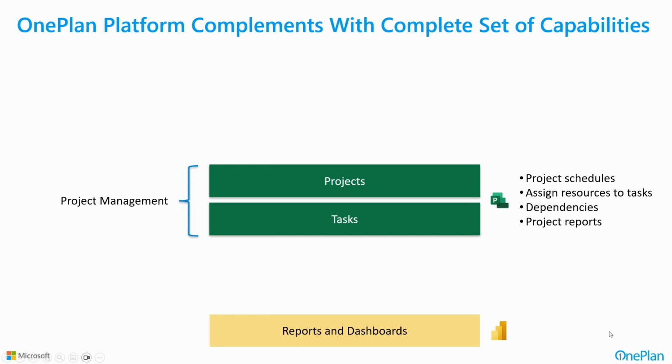So we think about this, the OnePlan platform complements a complete set of capabilities. Let's just say with the new Project for the Web, that it is really good at providing you projects and tasks and assigning resources to tasks and putting dependencies in and those types of things, and has native reporting through Power BI and the Power Platform. Well, that's all well and good. And there may be strategy that might come from Viva Goals in the Microsoft Viva suite, right?